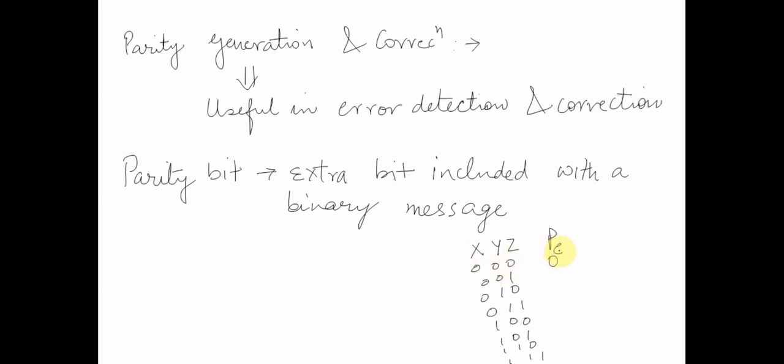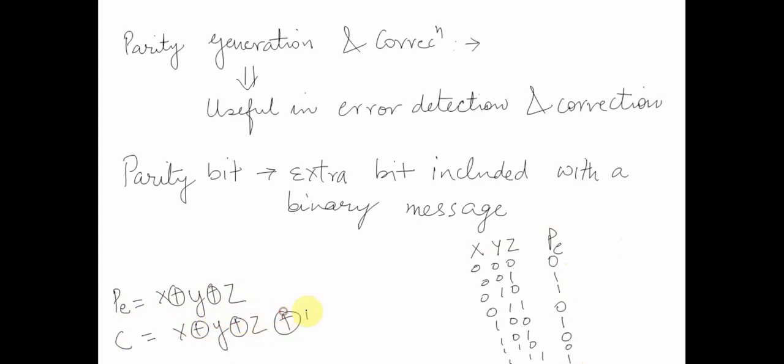Even parity would be like XOR of all these three functions, which will be 0, 1, 1, 0, 1, 0, 0, 1. Now this is our parity bit, which we will generate, and it is nothing but the XOR of X, Y, Z. And how this helps us in error detection and correction is, our error correction code is nothing but X XOR Y, XOR Z, XOR the parity bit. This should be equal to 0.